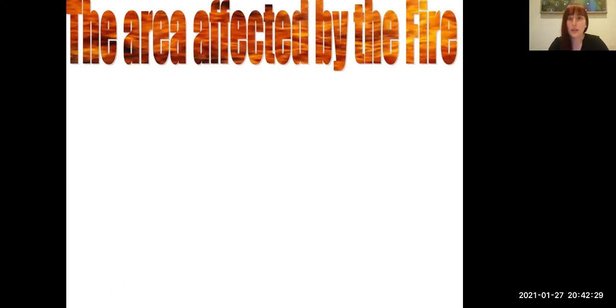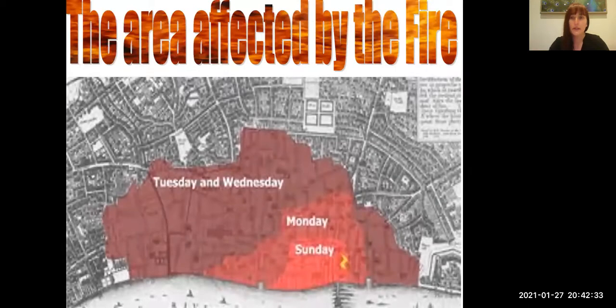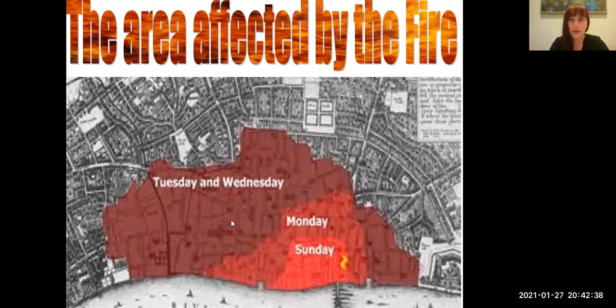Just to show you, this is the area affected by the fire. So this is an old map of London from around the right time. And you can see here the little flame. This is where it started on Pudding Lane in that bakery. Sunday, it already spread this far. Monday, all the way around here. And then Wednesday, look how far it's gone. All of this area of London destroyed by the fire.